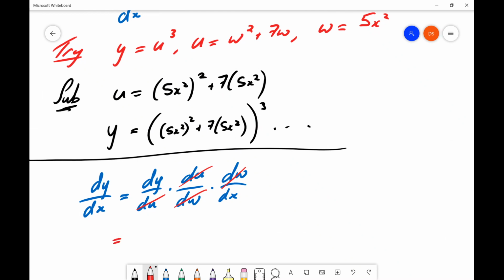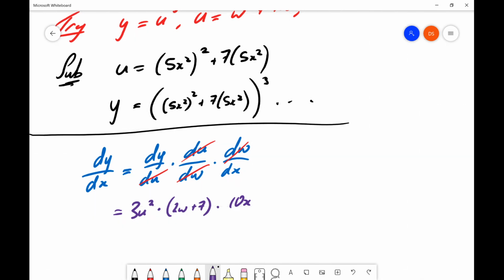Okay, so here goes. Dy by du, 3u squared. Du by dw, 2w plus 7. Now, dw by dx, that is 10x. In all honesty, that is a lot prettier as an answer.